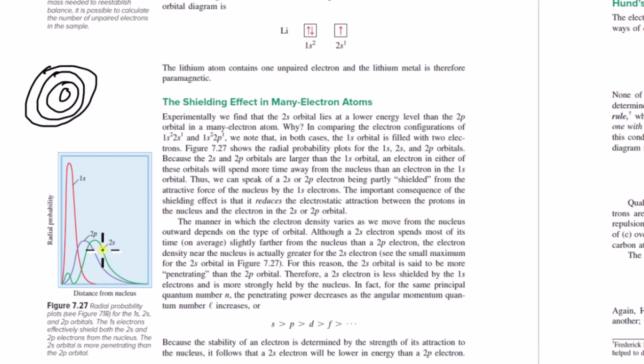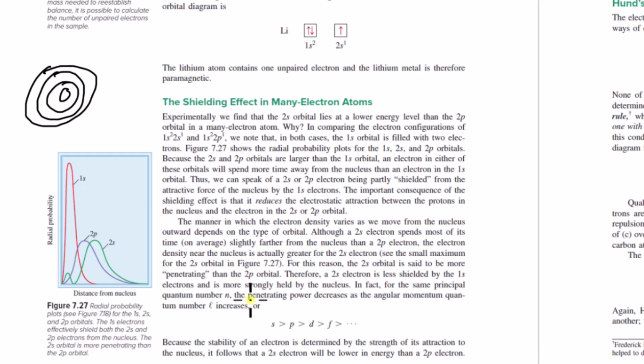But here, because the principal quantum numbers are the same, the 2p is smaller than the 2s, but the 2s still can overcome that because of its additional penetrating power. So the 2s is still more stable than the 2p. Okay, and so that's why, if we think about the same principal quantum number, we're just comparing orbitals, it's just an orbital to orbital comparison.